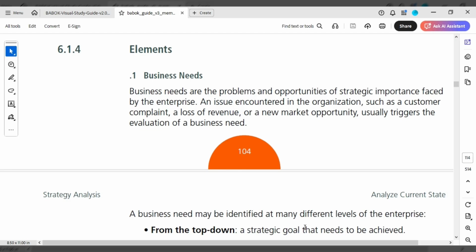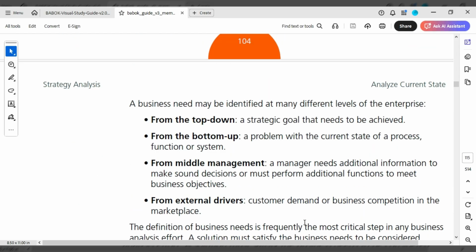A business need may be identified at many different levels of the enterprise. Listen, from the top down. So it could be, those at the top, then trickle it down, a strategic goal that needs to be achieved. So at the beginning of the fiscal year, the goal is we need to make more money because we notice this. So everybody would fall in line.